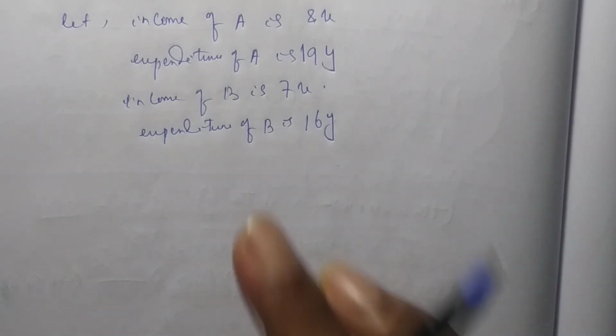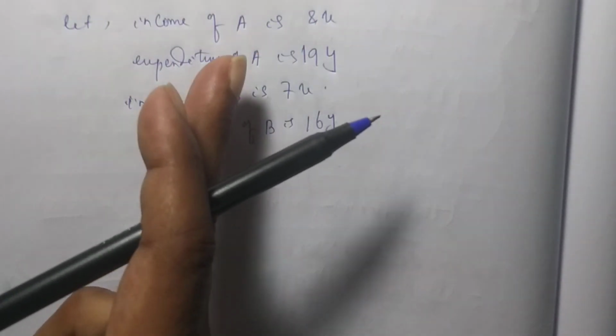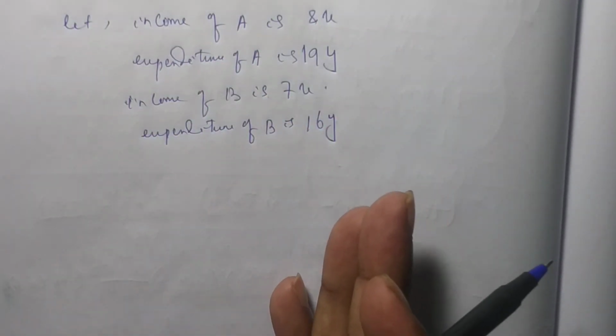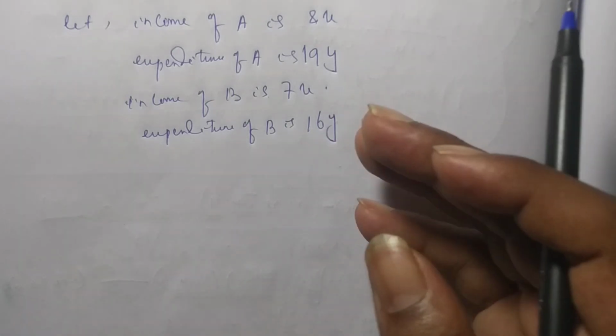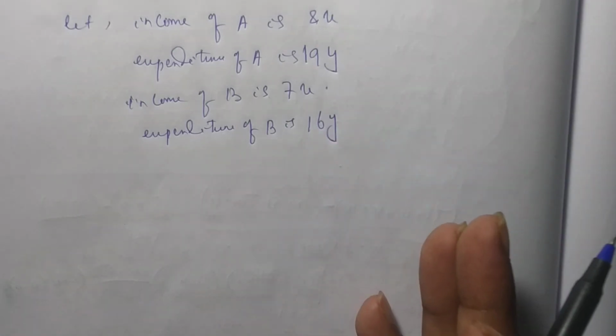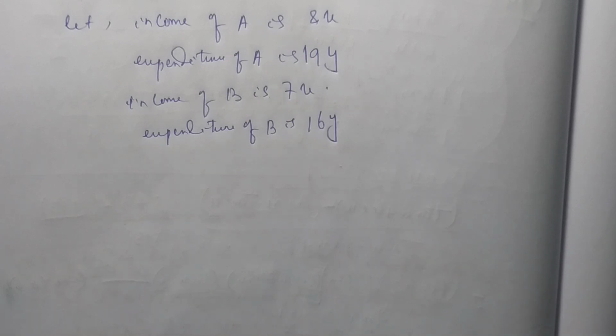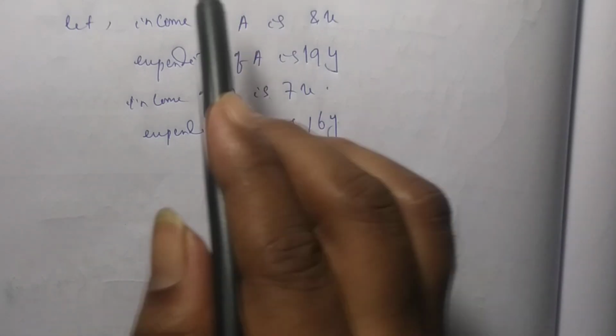Understood? If you take income as x, then you take expenditure as y. Then we are able to find the values of x and y. Understood? See, now we will write the equation. How will you write the equation?